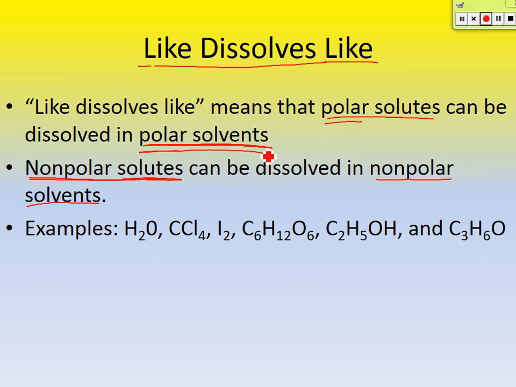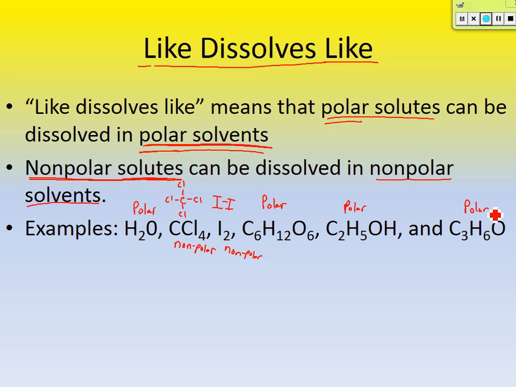Here are some examples. I've got some molecules here. Water is polar. CCl4, let me draw its Lewis structure. It's symmetrical left and right, it's symmetrical up and down, so this is nonpolar. I2, iodine, looks like this. It is symmetrical both left and right and up and down, so this is nonpolar. C6H12O6 is glucose, it's sugar. It is a polar molecule. This is also polar, and this molecule is polar.